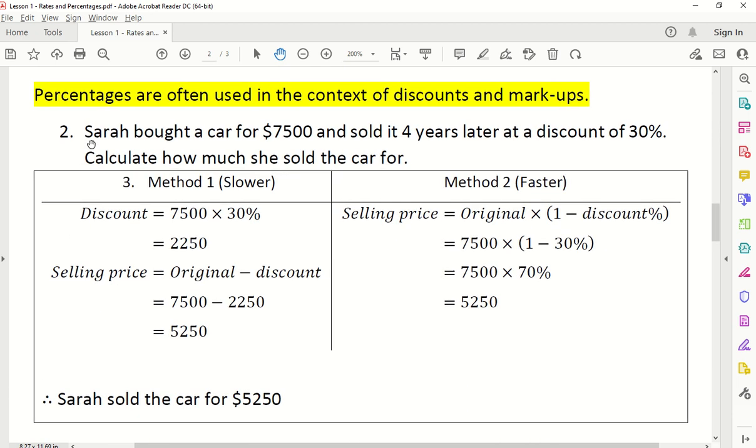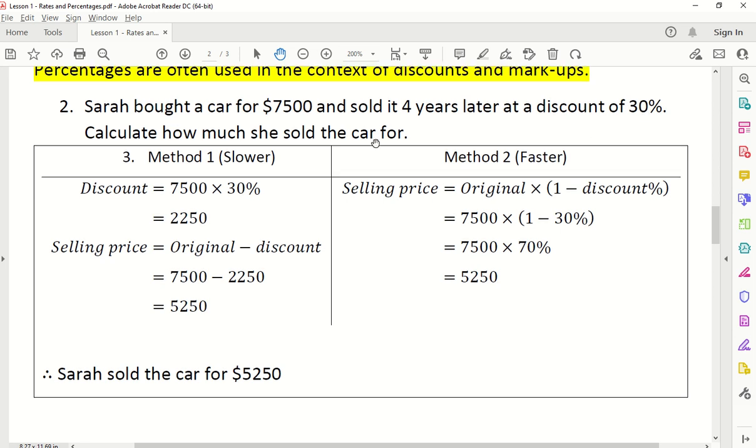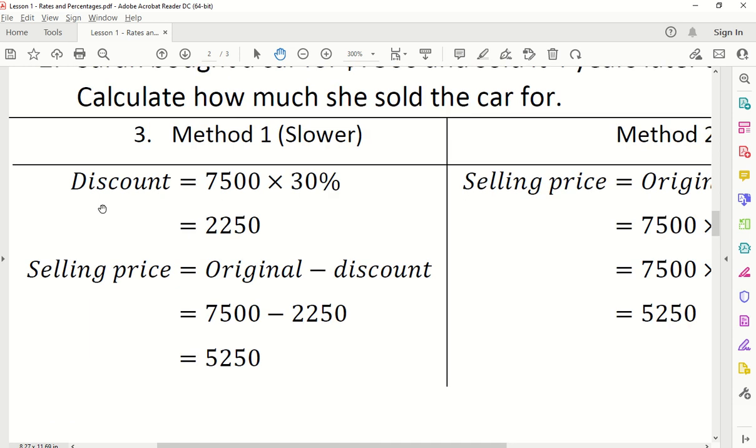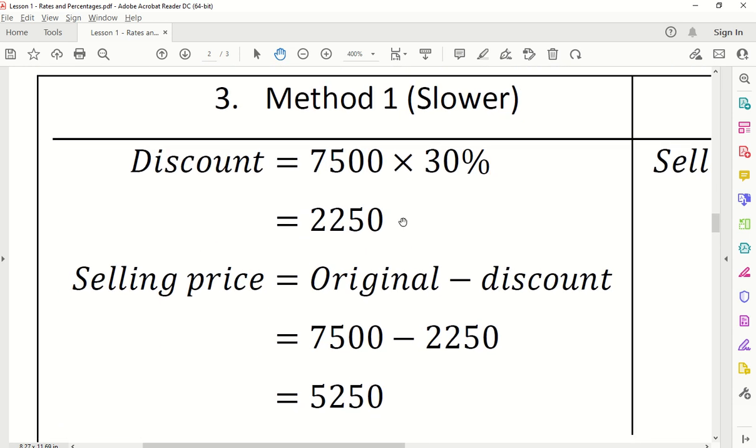Let's look at percentages. So Sarah has bought a car for $7,500 and she sells it 4 years later at a discount of 30%. How much did she sell the car for? So there's two ways to do this. This is the slower method, which most of you would probably be familiar with.